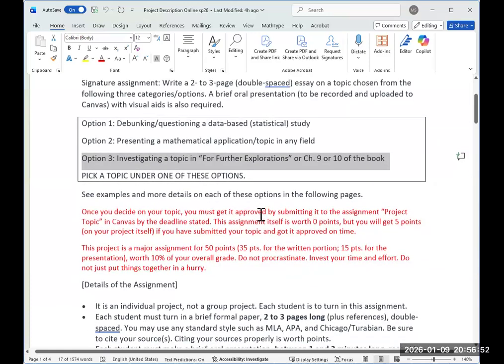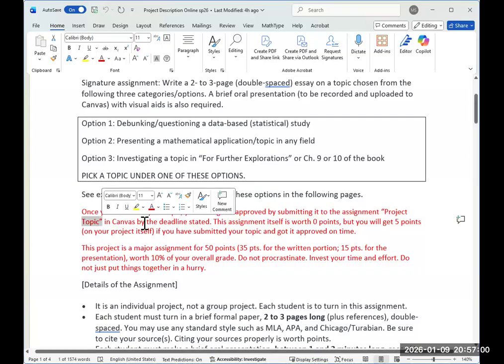Now, it is important for you to get your topic approved by submitting it to the assignment project topic in Canvas. It's due about 2 weeks prior to the deadline of the project itself. I want to give you 2 weeks so that you can work on the project and not be in a hurry. All right, so it is very important that you submit your topic along with some ideas so that you can get this approved by me. Right, it's very important that you do this.